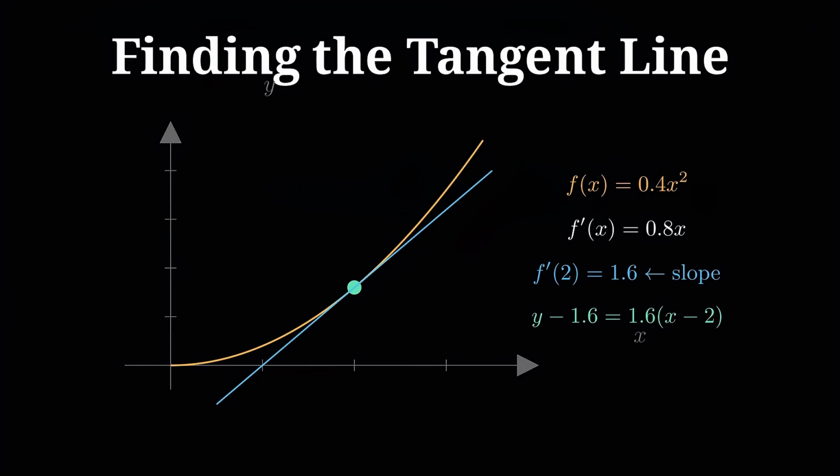For example, f of x equals 0.4x squared at x equals 2. F prime of x equals 0.8x. F prime of 2 equals 1.6. The point is (2, 1.6). Tangent line: y minus 1.6 equals 1.6 times x minus 2.